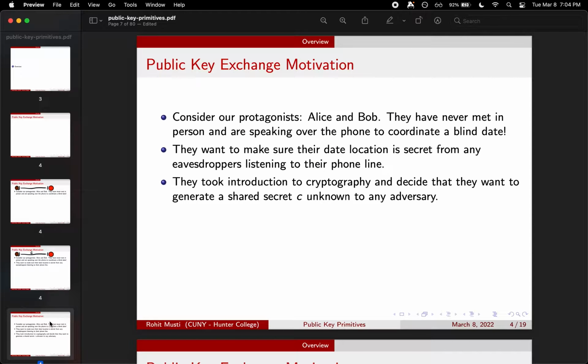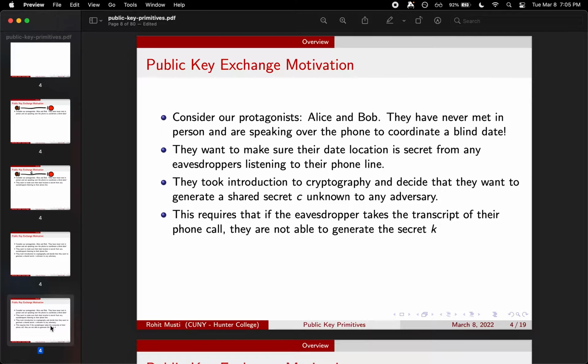So Alice and Bob are the cool kids on campus, and they actually took a class on Introduction to Cryptography. And what they understand is that if they can find a way to generate some shared secret, we'll call it C for now, that is unknown to any adversary, then they can use that shared secret to encrypt their messages.